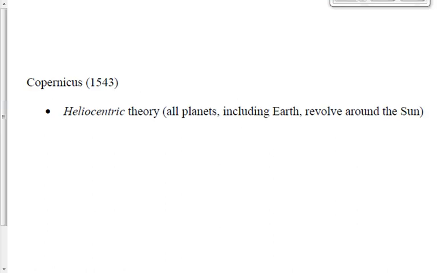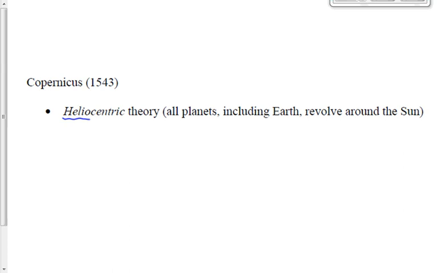We're going to fast forward a couple thousand years to the 1500s. Copernicus, 1543. The heliocentric theory. What does helio mean? Helio. Not geo. It's not the Earth-centered theory of the universe. It'd be the sun-centered. So the Earth and all the other planets revolve around the sun.